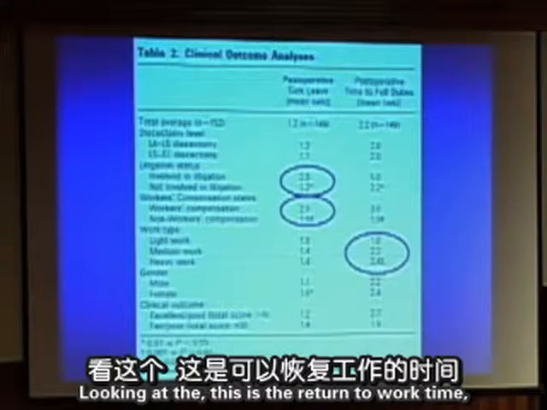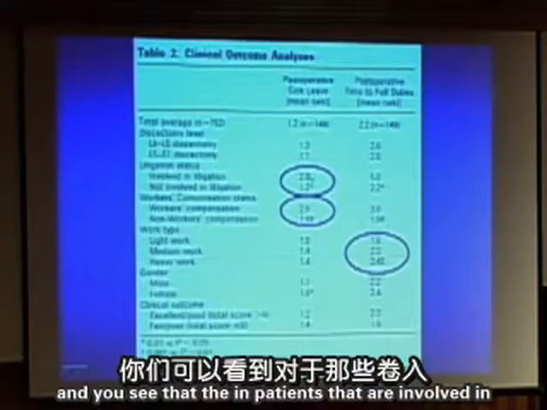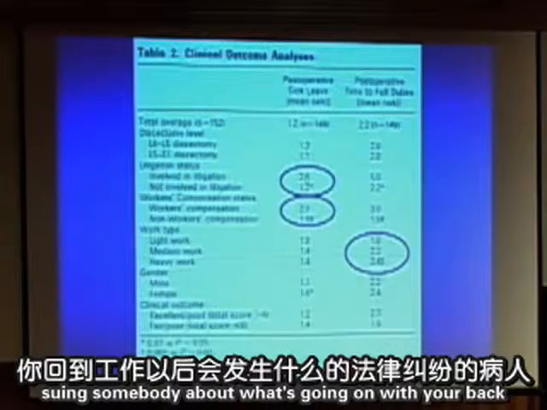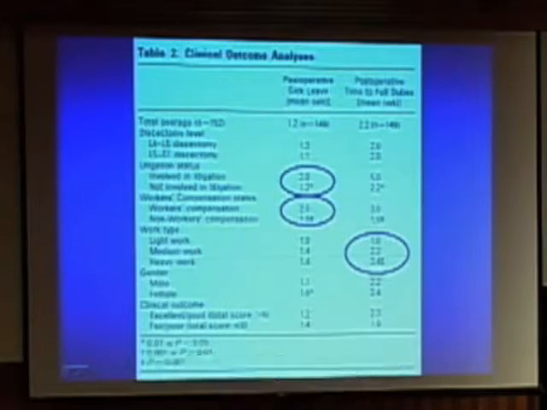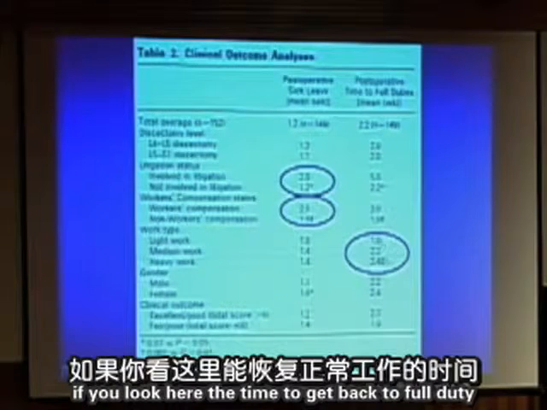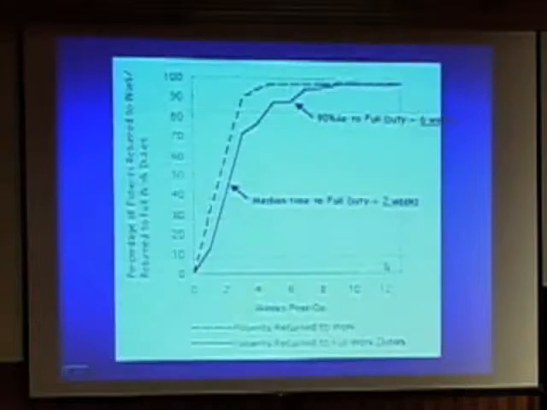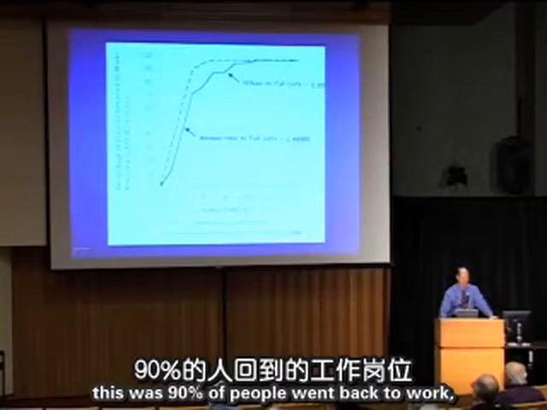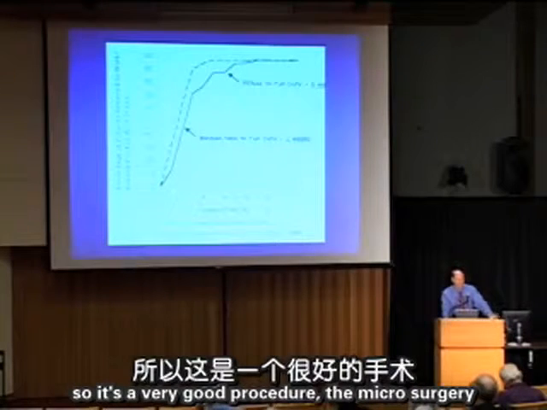Now, looking at this is the return to work time. This is the postoperative sick leave in these 149 patients. And you can see that in patients, if you're involved in suing somebody about what went on with your back, it takes you longer to get back to doing what you're going to do. Same with workers' compensation. But if you look here, the time to get back to full duty in heavy labor was 3.5 weeks. And this was 90% of the people went back to work. This is 90% of the people got back to work in 6 weeks. So it's a very good procedure.